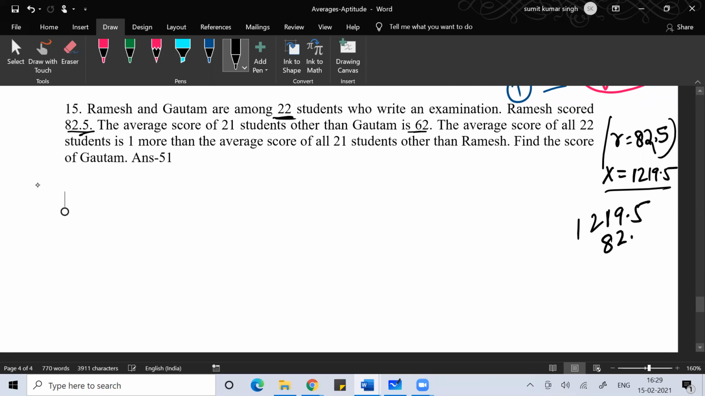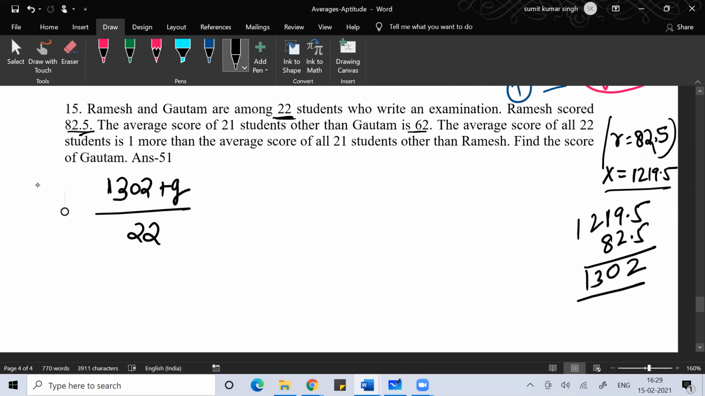1219.5 plus 82.5 is 1302. The total of the 22 students would be 1302 plus Gautam, divided by 22. That is the average of the 22 students. The average of all the 22 students is one more than the average of the 20 students other than Ramesh. Other than Ramesh means the remaining 20 students, so 1219.5 plus G divided by 20.